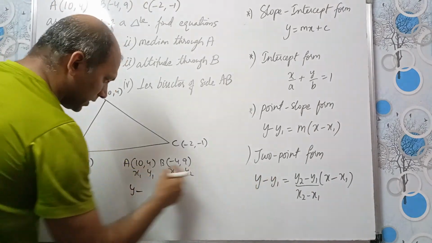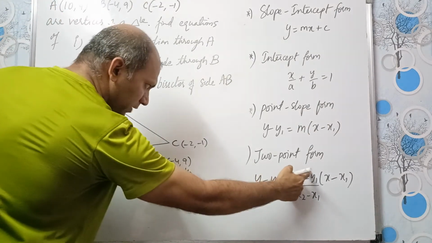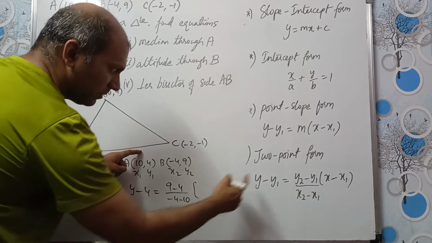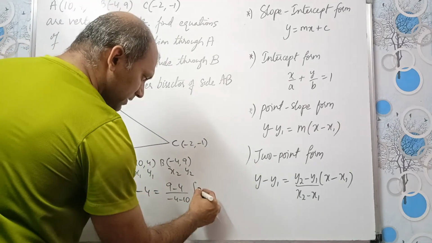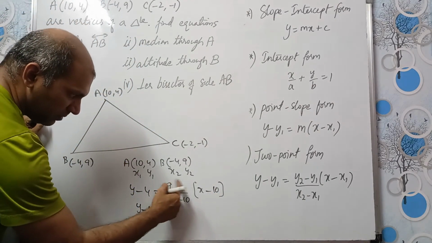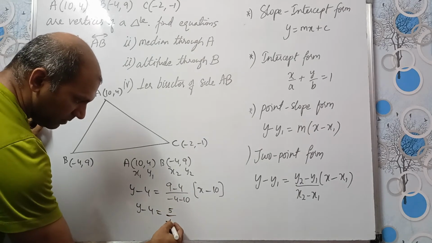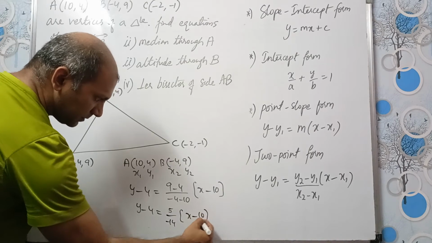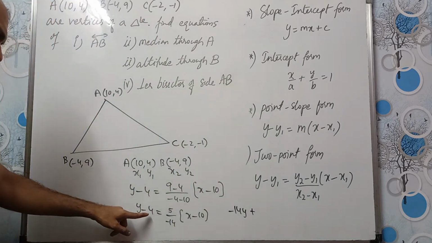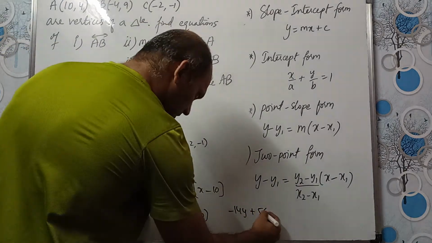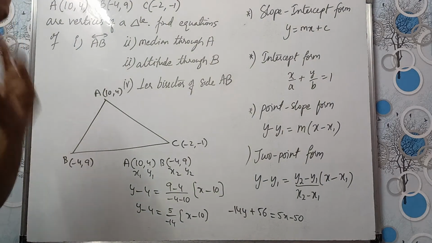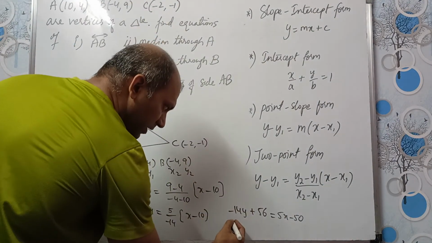So y minus y1, it is 4, is equal to slope, y2 minus y1 by x2 minus x1, multiplied by x minus x1, so this is x minus 10. So y minus 4 is equal to 9 minus 4 is 5 divided by minus 14 into x minus 10. So minus 14 goes on the other side, it will be minus 14y plus 56 is equal to 5x minus 50. We multiplied 5 with x, 5 with 10.